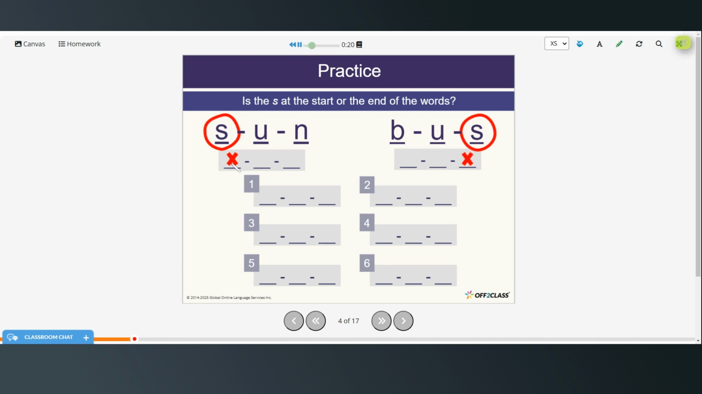Sun, bus, sit, sad, gas, see, miss, star.